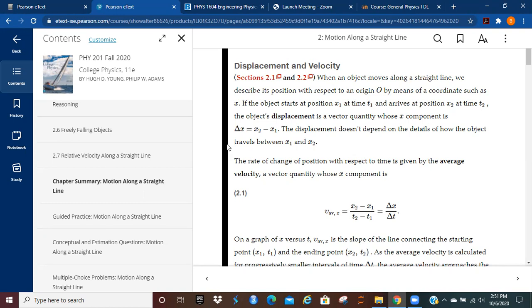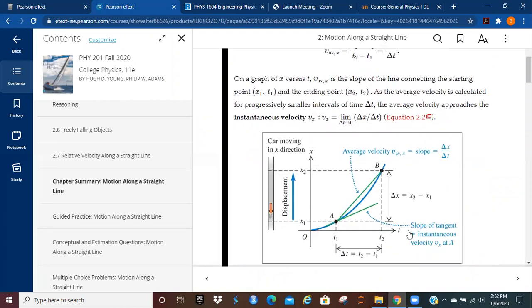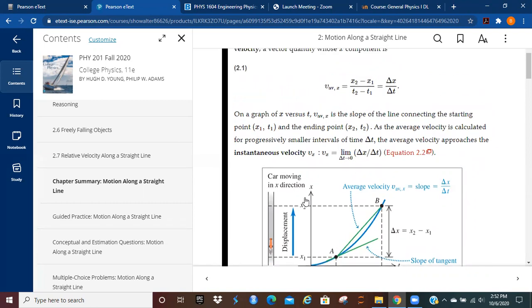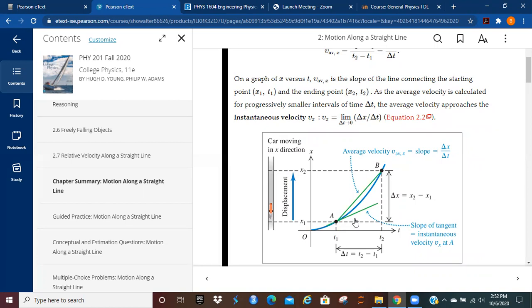The rate of change of position with respect to time is given by the average velocity. It's a vector quantity whose x component is going to be the change in x over the change in time, represented here. So if you take it and draw it out on a graph, you've got time in this direction, you've got x in this direction. You're going to see the displacement here drawn in blue, and you've got a car moving in the x direction, so it starts here and ends there. It starts at x1 at time t1, it ends at x2 at time t2.